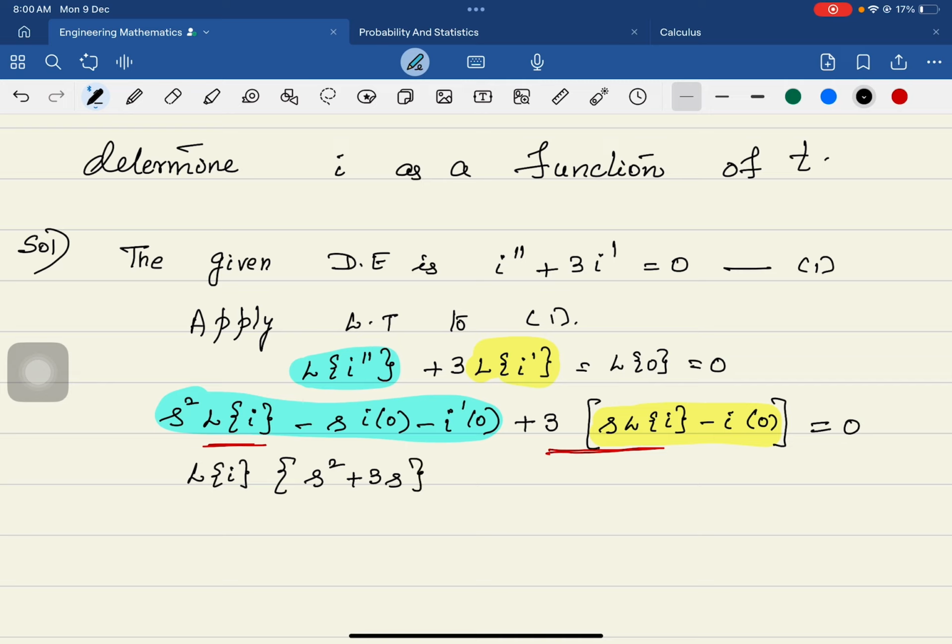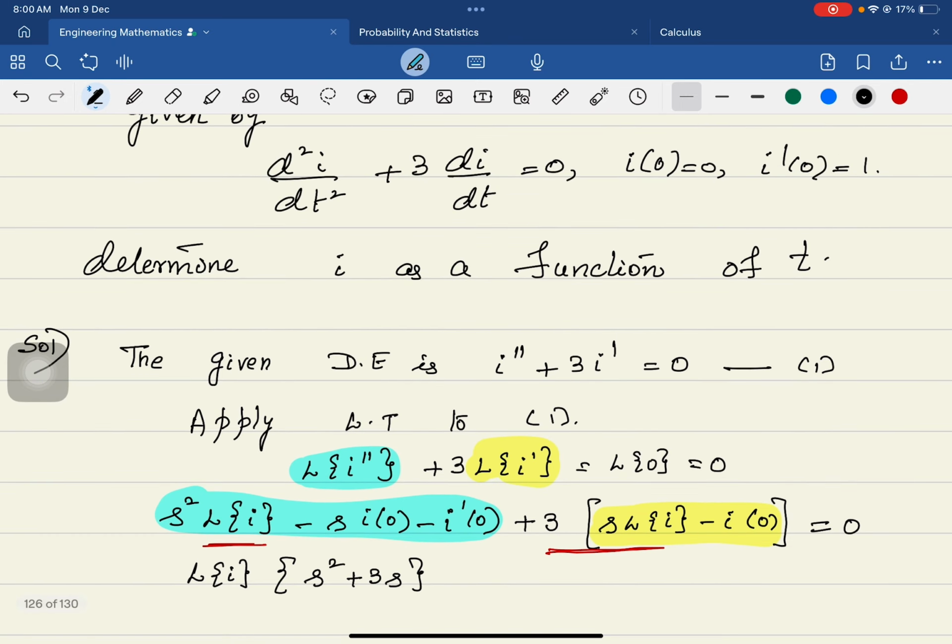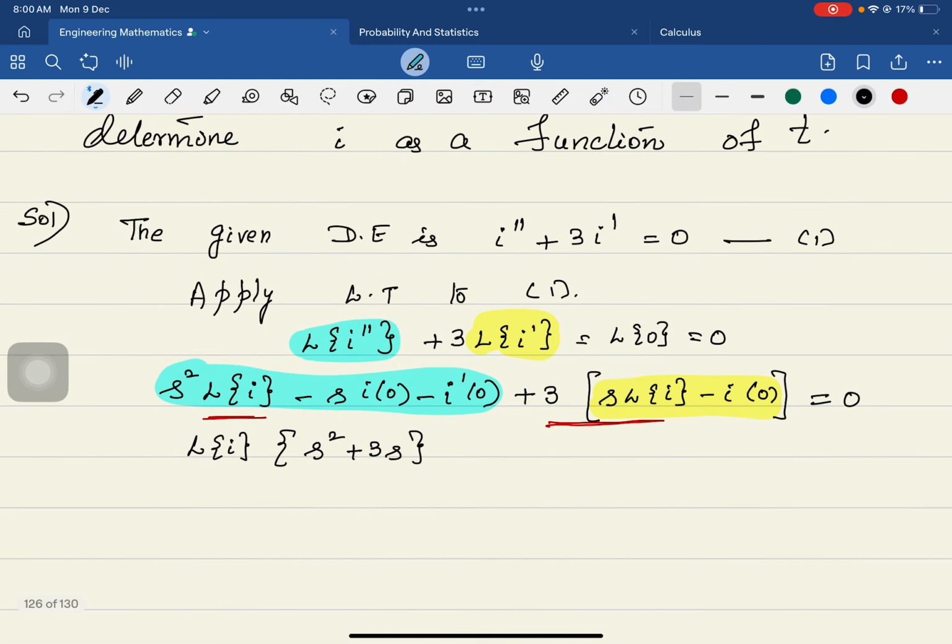Now what are the initial conditions he has given you? I of 0 is 0 and I dash of 0 is 1. So what we write here? I of 0 is 0, so S into 0 is 0. I dash of 0 is given as 1. So this is equal, plus 3 times of S already we have written, and I of 0 is also 0, and therefore this is equal to 0.